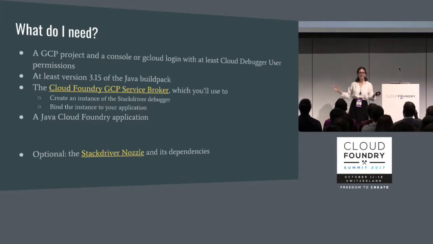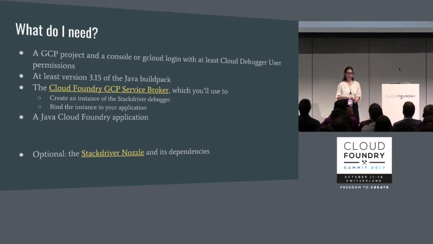So what do you need to make this beautiful dream a reality? You need a GCP project and some kind of login, either for the Cloud Console, or all of what I'm going to show today can be done just through the gCloud CLI. And you need at least Cloud Debugger user permissions. You need basically any modern version of the Java buildpack. Version 3.15 was where this change was introduced, but that was released back in April, so hopefully you're all already caught up to date. You'll need the Cloud Foundry Service Broker for GCP, and of course a Java Cloud Foundry application.